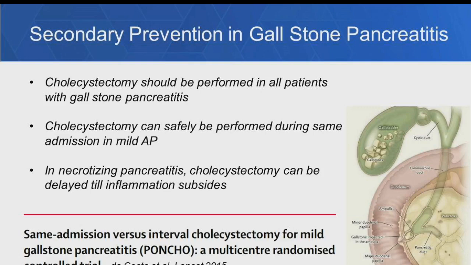And this PONCHO trial has shown that cholecystectomy can be safely performed during the same admission in mild acute pancreatitis. And in the setting of necrotizing pancreatitis, cholecystectomy can be delayed till inflammation subsides, which is around 6 weeks.